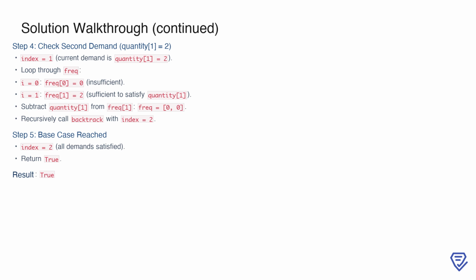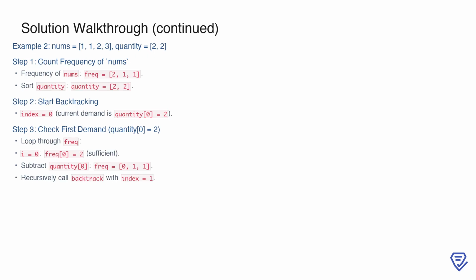We subtract quantity[1] from frequency[1], leaving frequency as [0, 0]. At this point, we make a recursive call to backtrack with index incremented to 2. Since index equals 2 matches the length of the quantity array, this means all demands have been satisfied, and we return true. The result for this example is true, indicating that it is possible to distribute the integers to meet the demands. In the second example, nums is [1, 1, 2, 3], and quantity is [2, 2].